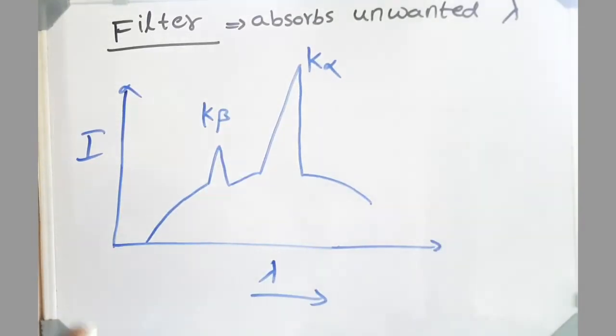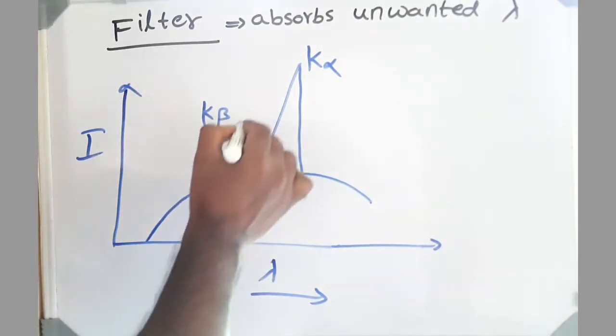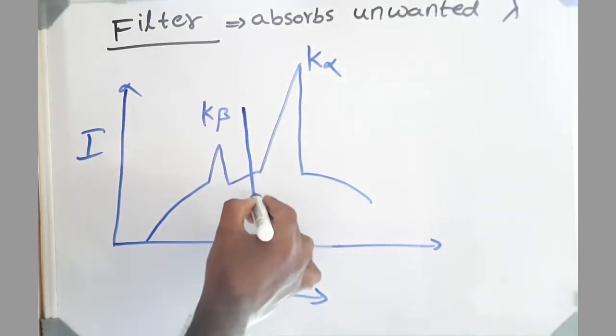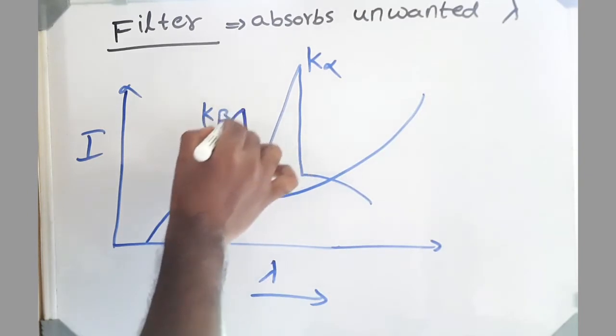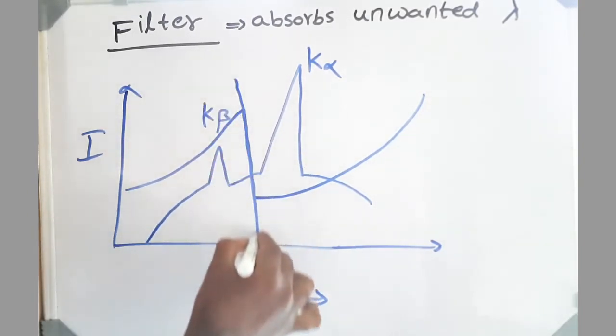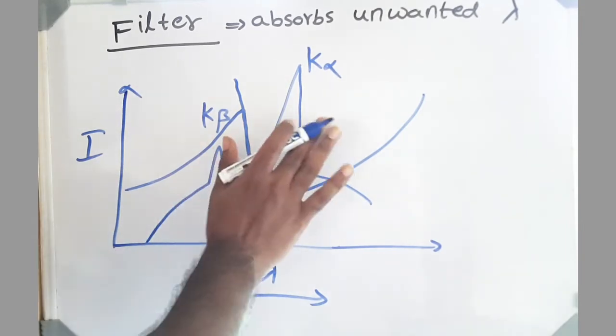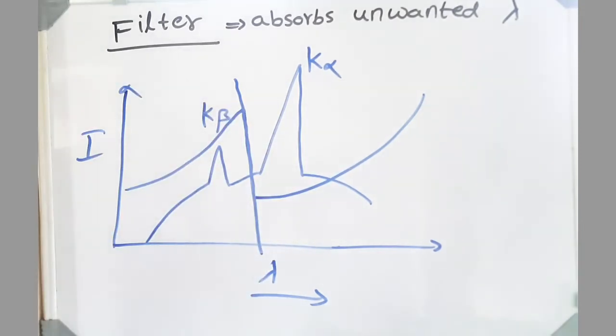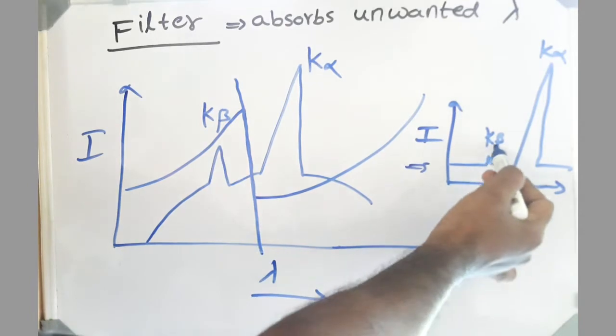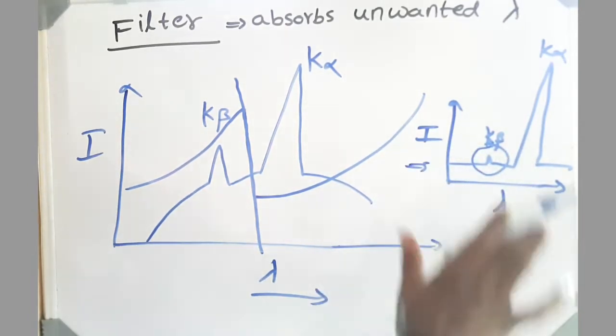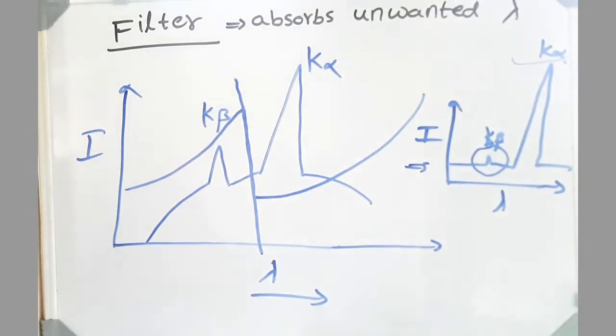We are going to choose a filter which has a K absorption edge between K alpha and K beta. So we choose a filter whose profile is like this, which means the energies greater than this, K beta and all of these, are going to get absorbed, and in the end we are left with almost only K alpha. So after using the filter, the intensity of K beta is extremely reduced and the relative intensity of K alpha is very high, which is what we want for our experimental purposes.